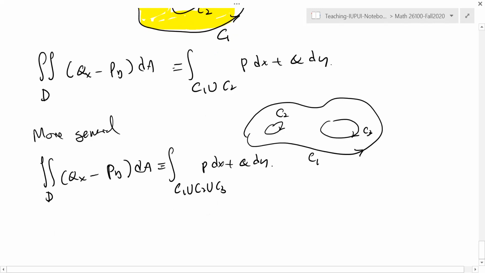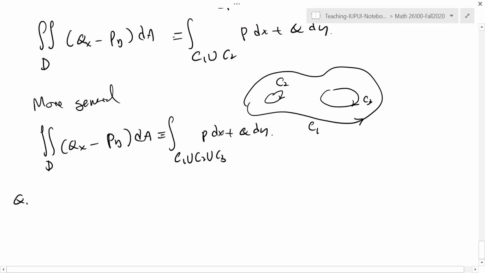So now let's take a look at some examples. I want to see any examples in the book. All right, so here's the example.